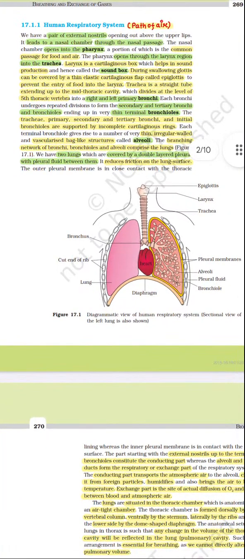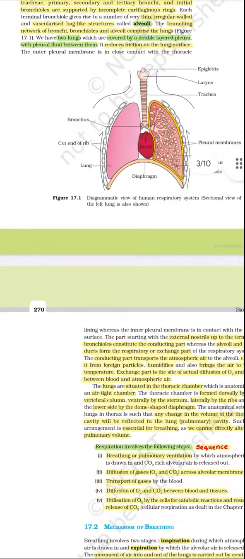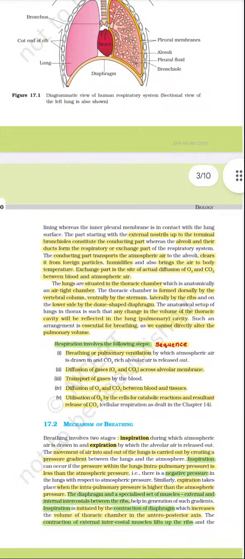This structure shows epiglottis, larynx, trachea, bronchus, cut end of ribs, lungs, pleural membranes, alveoli, pleural fluid, bronchioles, diaphragm. ...lining, whereas the inner pleural membrane is in contact with the lung surface.